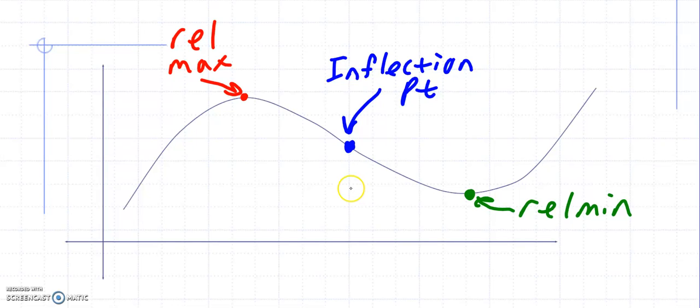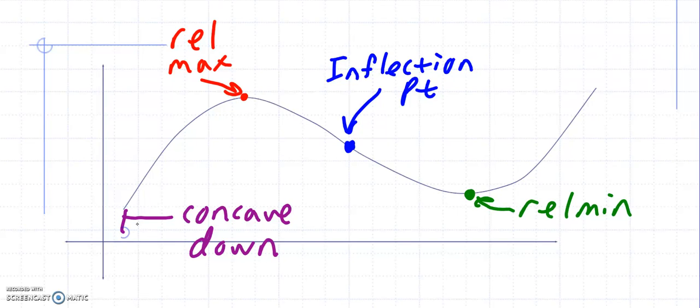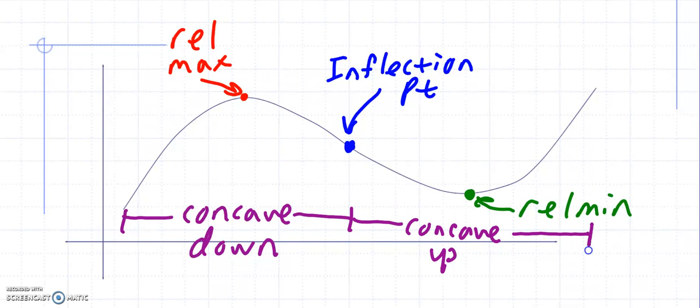And then if I actually label concavity, concave down on that interval, and concave up on this interval. So those are the key things we've talked about on a graph.